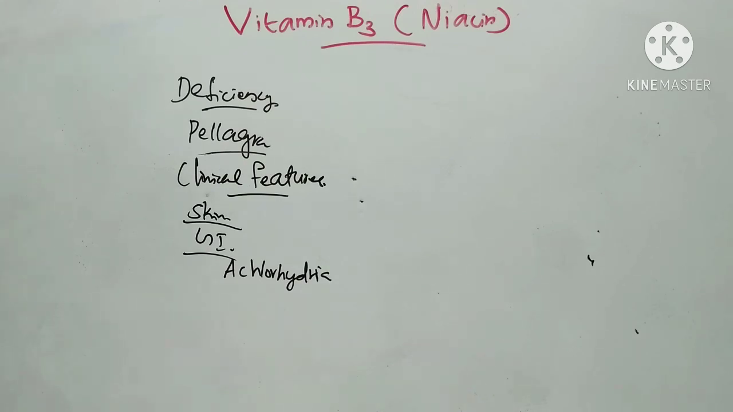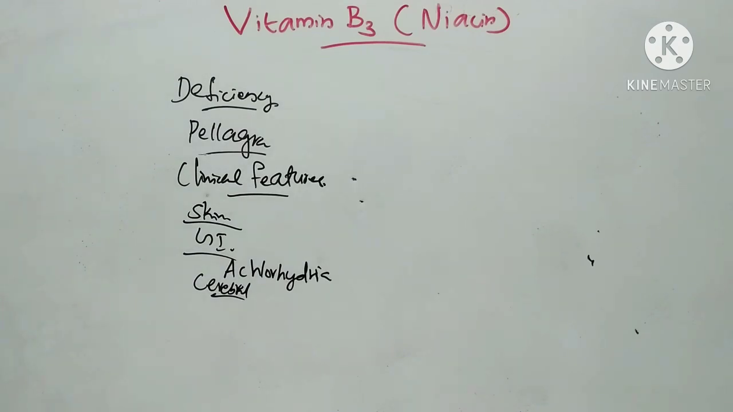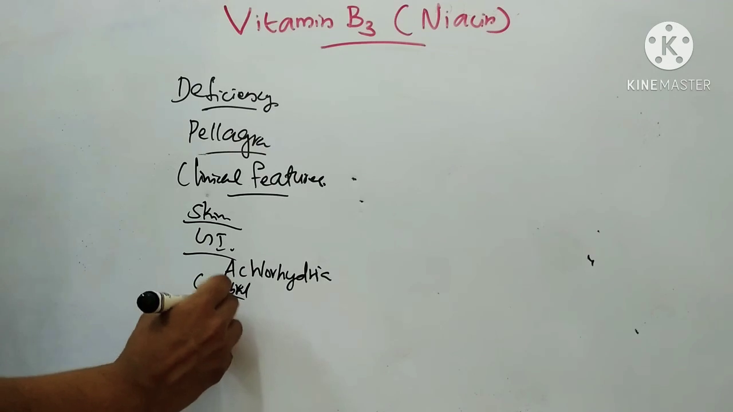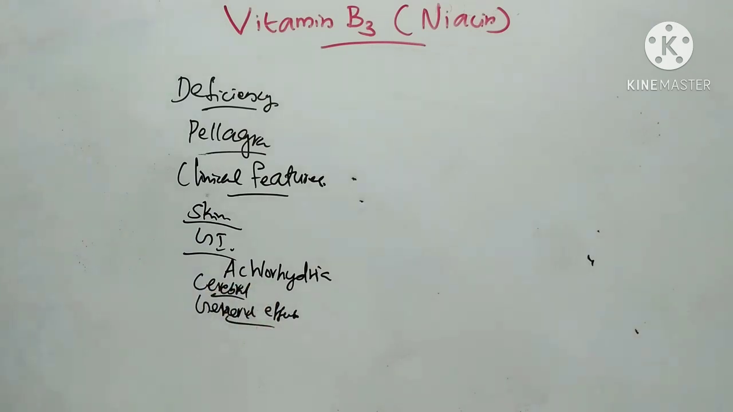Then next is cerebral manifestations. These include headache, insomnia, depression and other mental symptoms ranging from mild psychoneurosis to severe psychosis. General effects include inadequate growth, loss of weight, anemia. This anemia may be due to associated deficiency of other vitamins. Dehydration and its consequences result from diarrhea.